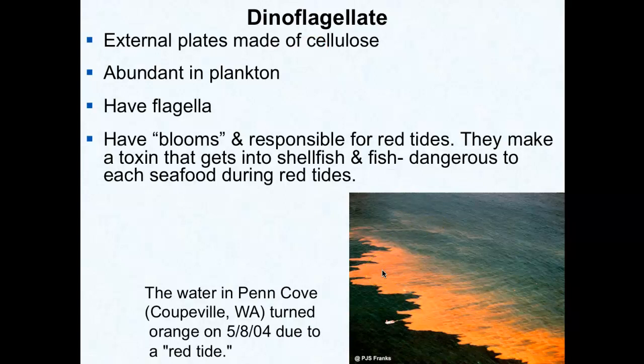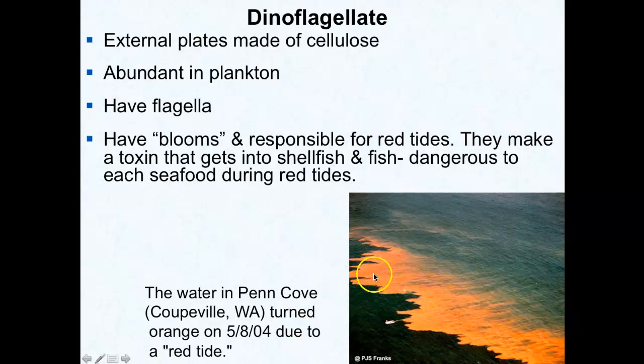So when there is sort of a perfect circumstance for their overgrowth, then they overgrow. This is called a bloom, and they create lots and lots of toxin, and they actually create a red color in the ocean. So when you see this red tide, that tells you that it's a huge amount of dinoflagellates.